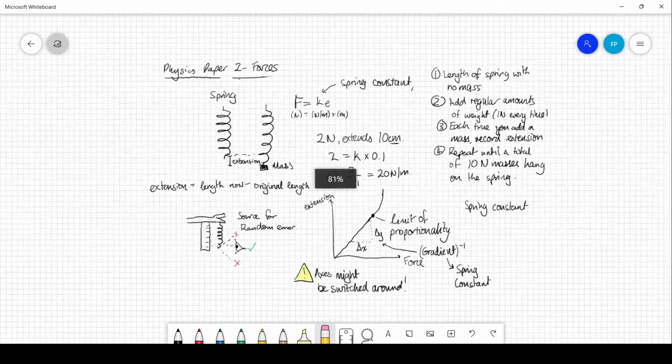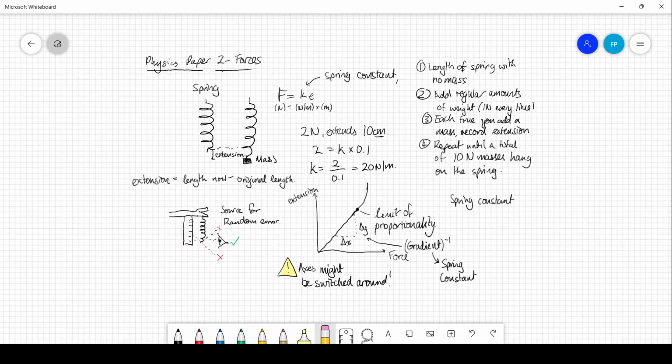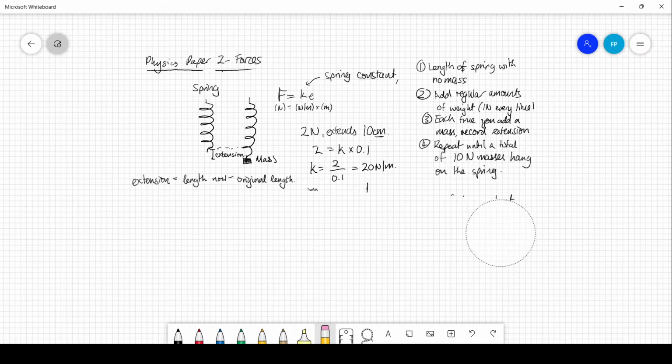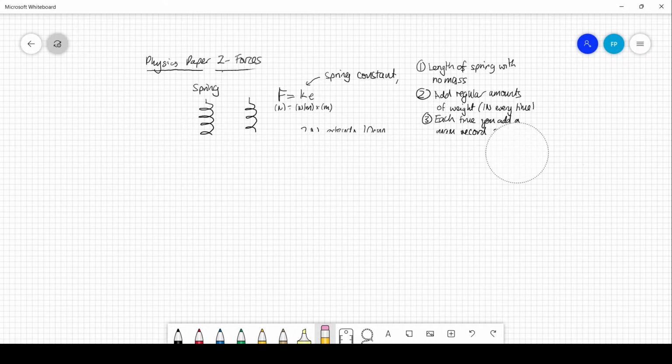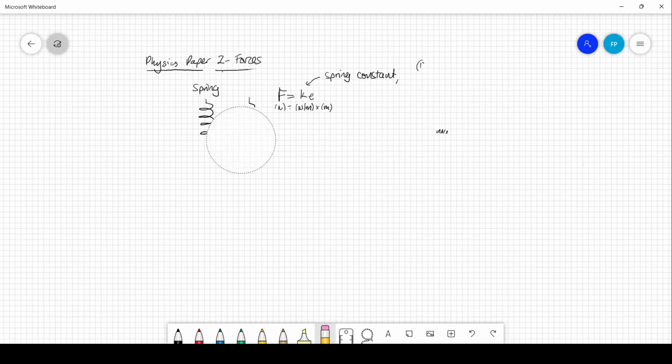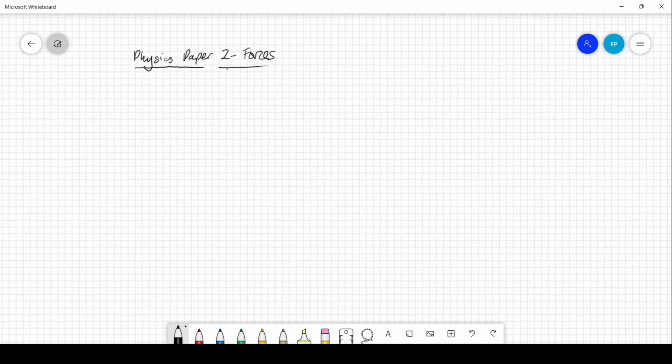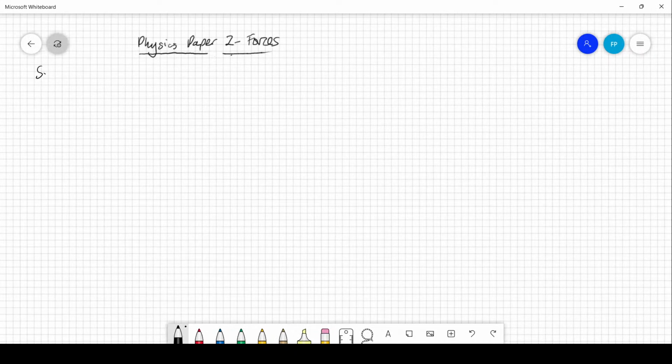Now we'll move on to some graphs this time. One of the graphs you'll be assessed on are known as speed time graphs, or actually distance time graphs. First we'll go over distance time graphs.